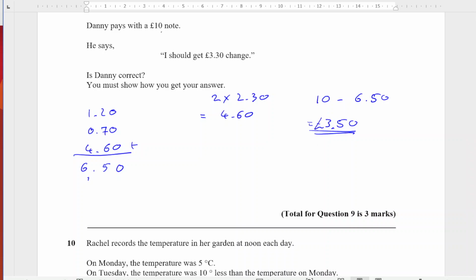So is Danny correct? No. He would get £3.50 change.